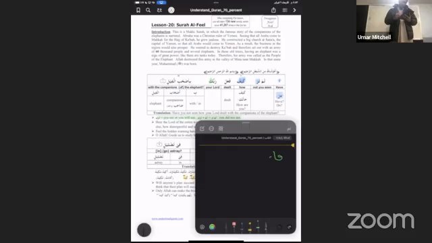The fa'il. The fa'il is the doer. Sorry, it's supposed to say doer. Looks like deer, but it's not. Then the object is the maf'ul, the fa'il, and the maf'ulun is the object, object of action, of action.